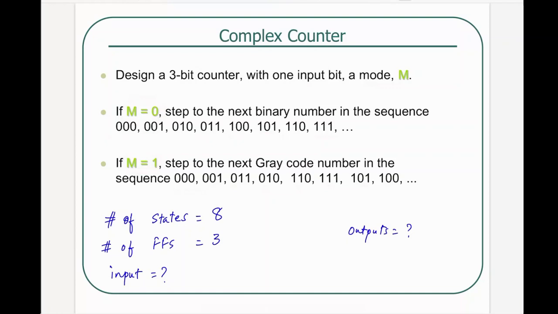What about the input? How many inputs do I have? And what are they? Only one, M, that's right. M is your input. What about output? How many and what are they?